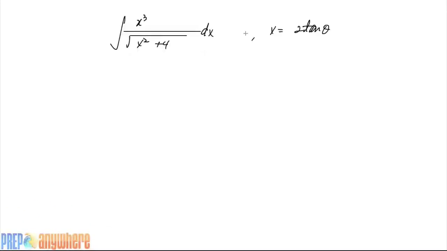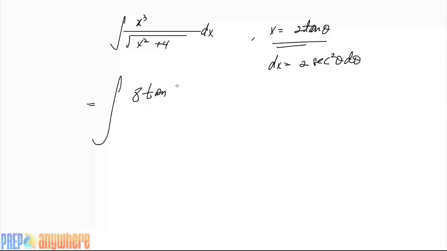In this question, they actually tell you what the substitution is. So let's make the substitution. Before I do that, let me first find dx, which is 2 secant squared theta d theta. So x cubed will be 2 to the power of 3, which is 8 tangent cubed theta, and dx will be 2 secant squared theta d theta.